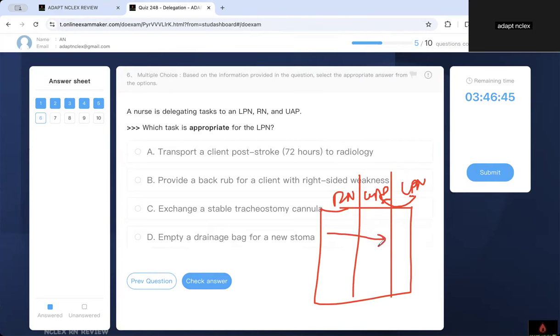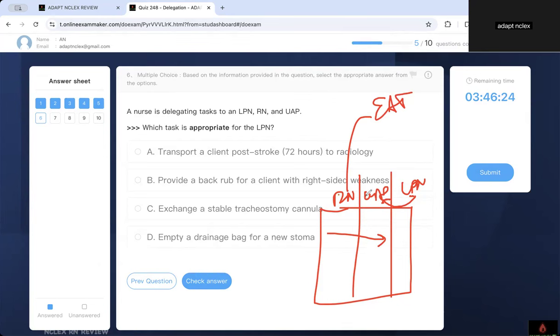In real life, they can cross over and help each other. There's no helping in the test. UAP, you do what you do. LPN, you do what you do. RN, you do what you do. And what you do as the RN, like I said, requires RN nursing judgment.